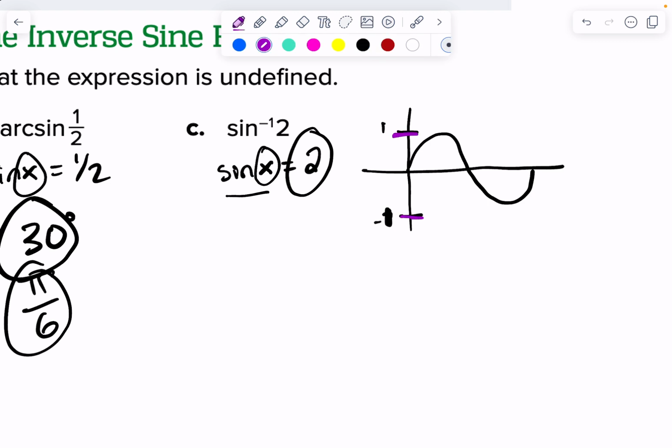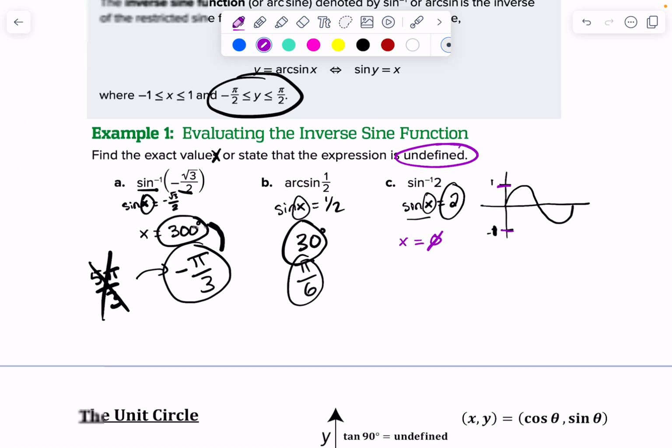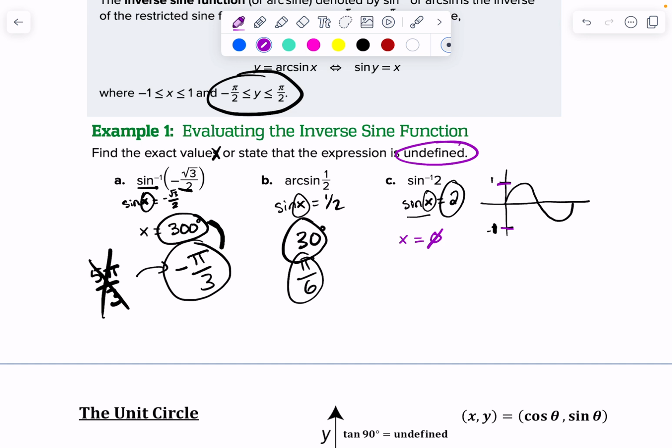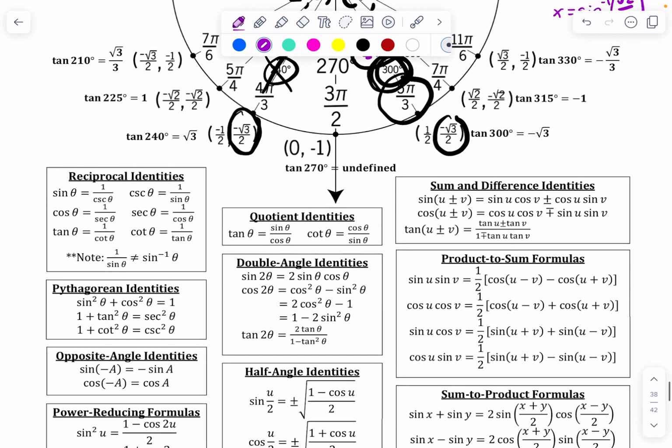So this one is undefined. There is no solution to this one because it's never going to touch 2. It never goes higher than 1 or lower than -1. So that was kind of a trick question on part C. I think you do have one of those on your homework assignment, so be careful of that. Any values for sine and cosine that are above 1, you cannot evaluate, so there's just going to be no solution.